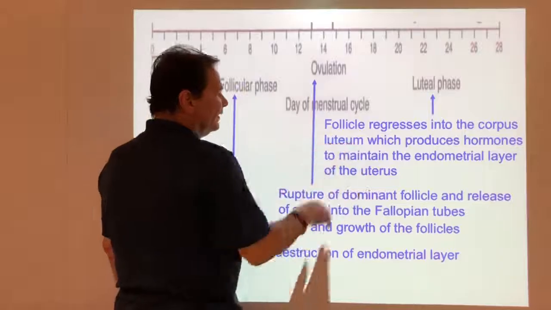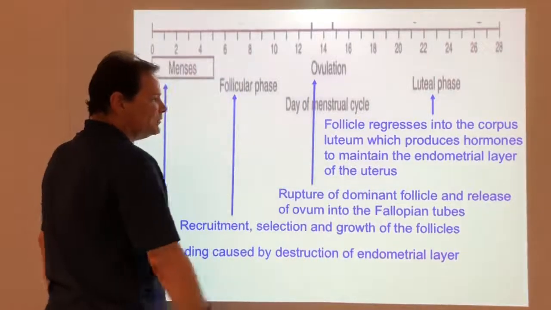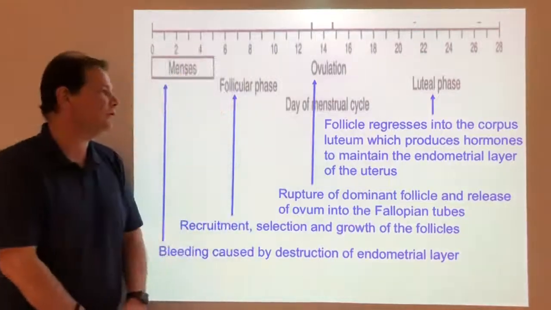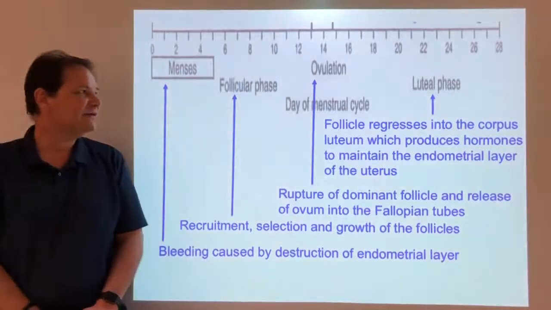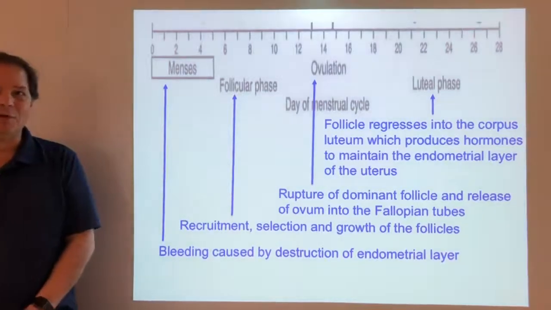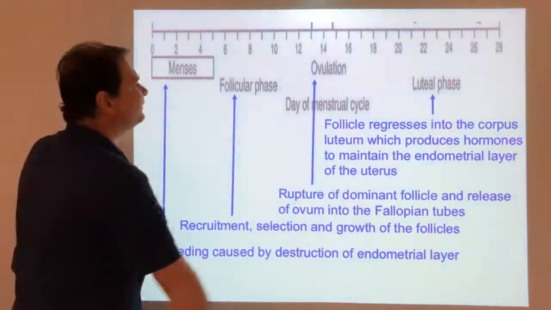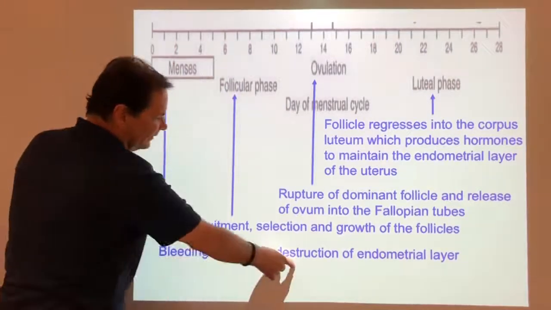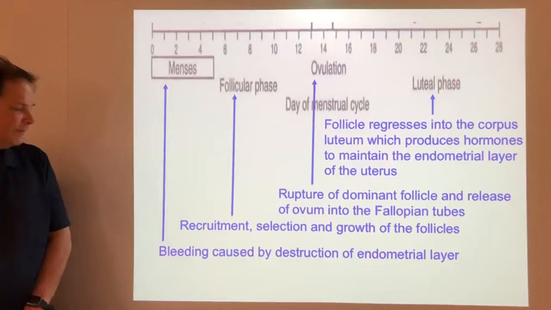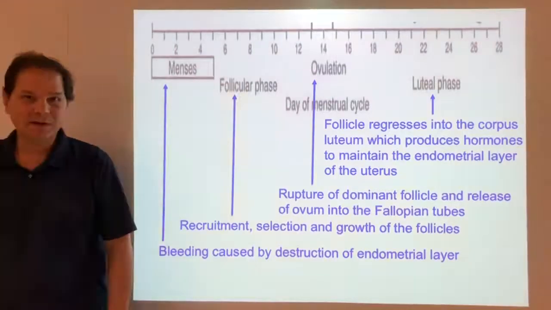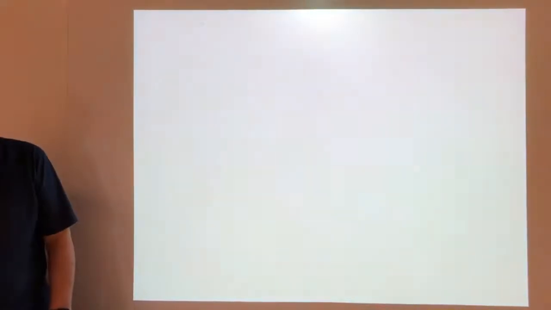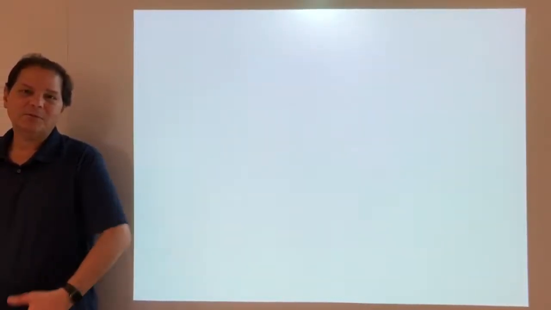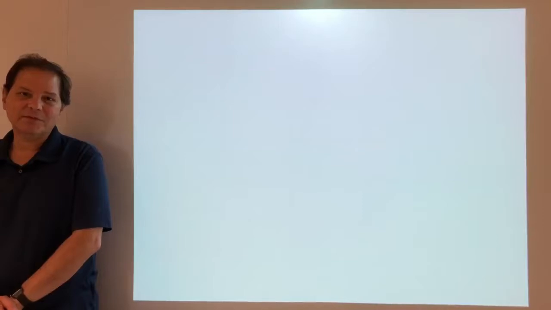And this produces hormones, primarily progesterone, that maintain that endometrial layer of the uterus. And should fertilization take place, that endometrial layer will be important. If it does not take place, the cycle comes back to the menses stage where that layer disintegrates and bleeding takes place. Okay? So that's a quick overview of the female reproductive cycle, some of the more important elements.